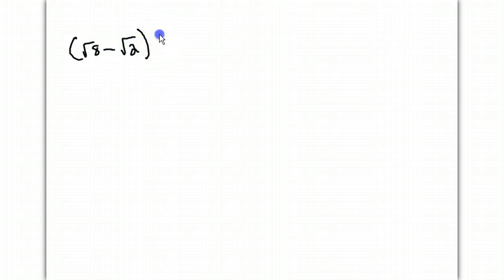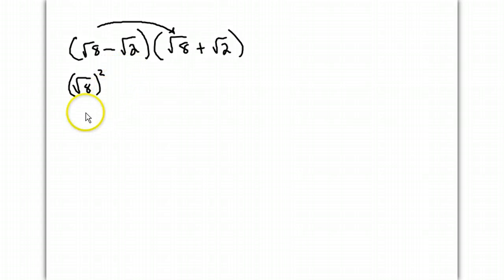This section is covering rationalizing the denominator. So let's say, for example, you have a problem that starts with the square root of 8 minus the square root of 2, and you want to multiply that by the square root of 8 plus the square root of 2. Well, what you would do is a bunny hop.